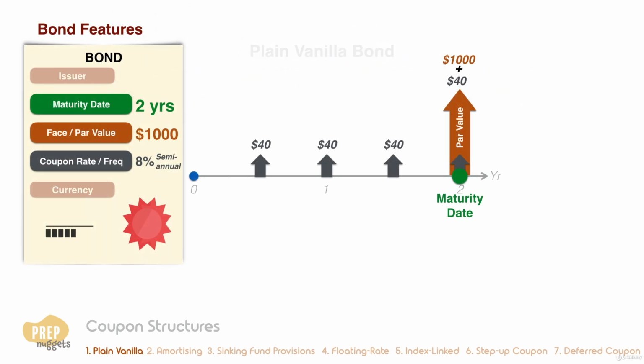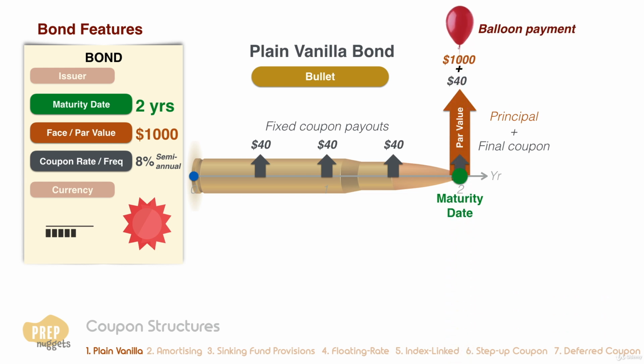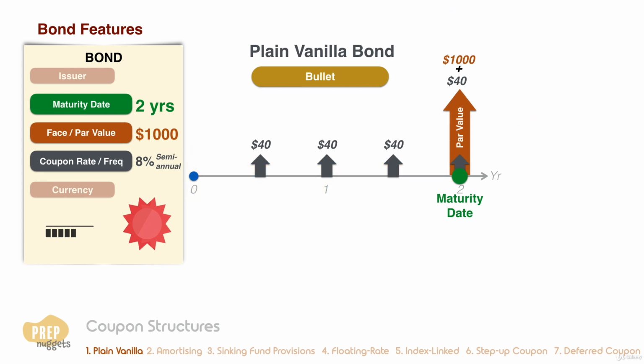The plain vanilla bond is said to have a bullet coupon structure. A bullet structure is characterized by fixed coupon payments and a final payment that includes the principal payment and a coupon payment. This final payment is also known as the balloon payment. In such a structure, all the principal is repaid on the maturity date. However, not all bonds are structured this way.